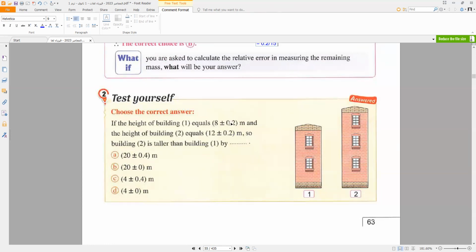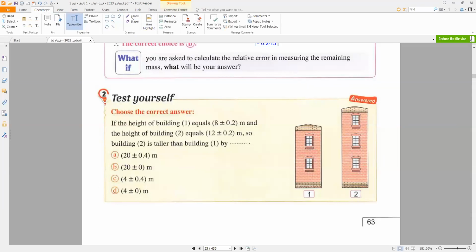Firstly, you must add the two values of the absolute error: 0.2 plus 0.2 equals what? Equals 0.4. Okay, so the answer which may be correct for me, the answer must exclude B and D. So our answer will be letter A or C.